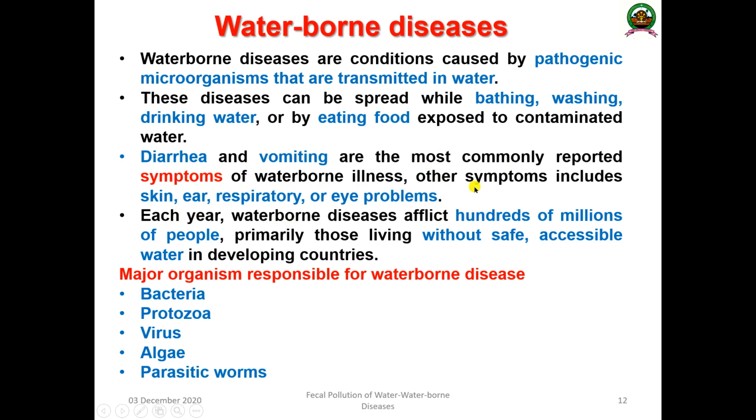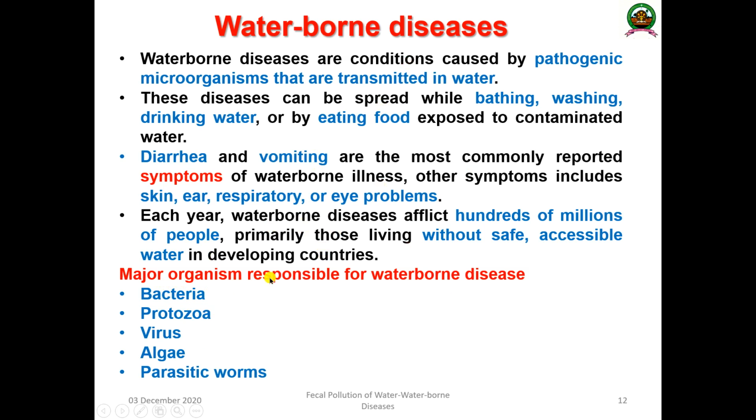If you count every year in developing countries, waterborne disease afflicts more than 100 million people, primarily those living without safe accessible water. So people do not have good quality water to drink and use, which leads to a massive spread of these waterborne diseases. That is a big communicable disease.